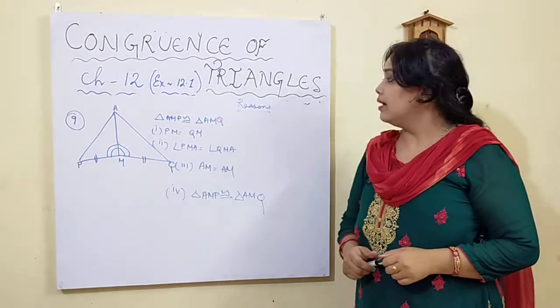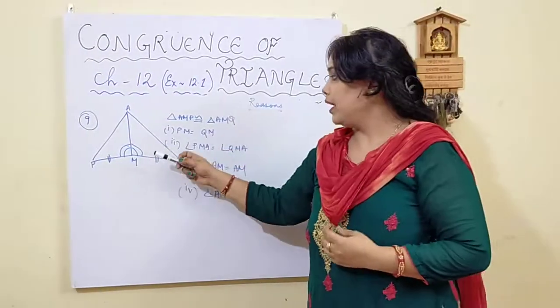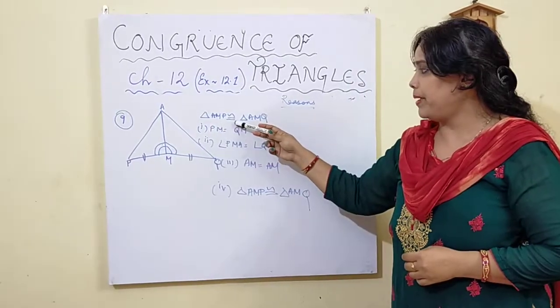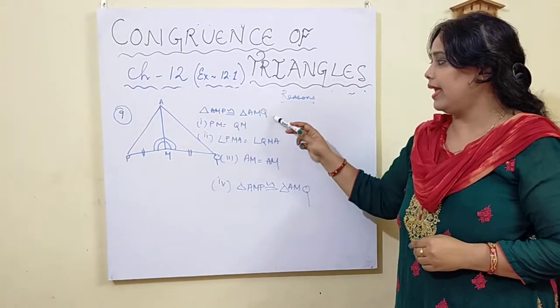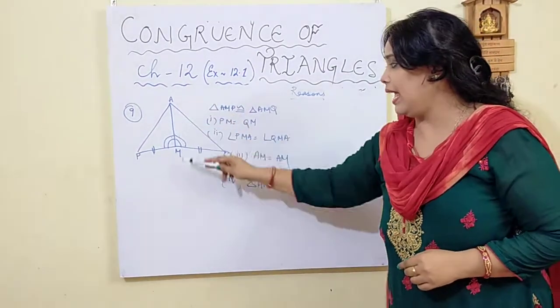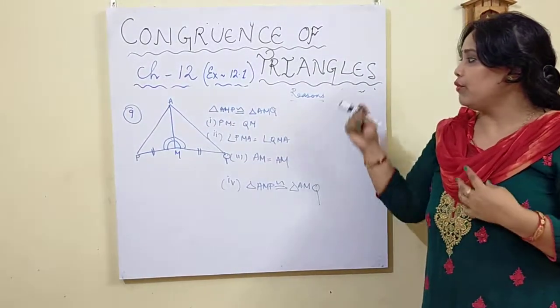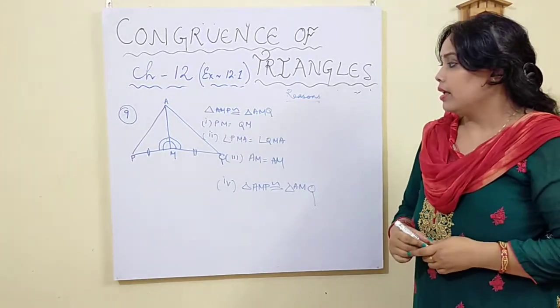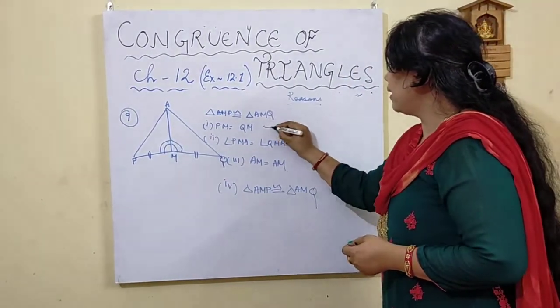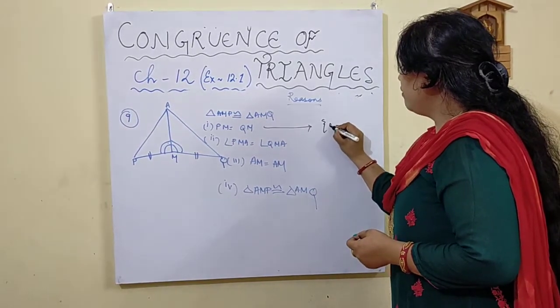Now students, question number 9. In question number 9, it is said that triangle AMP is congruent to triangle AMQ. AMP is congruent to triangle AMQ. So here we have to write down the different reasons. Here PM is equal to MQ. The reason you will write for this is already given.